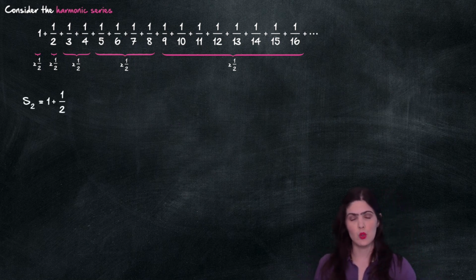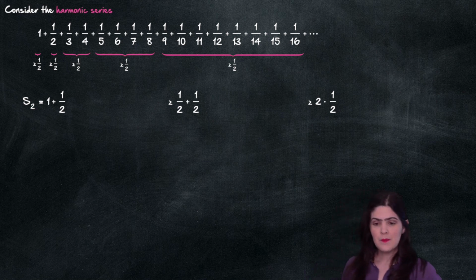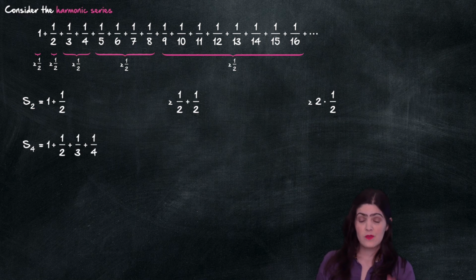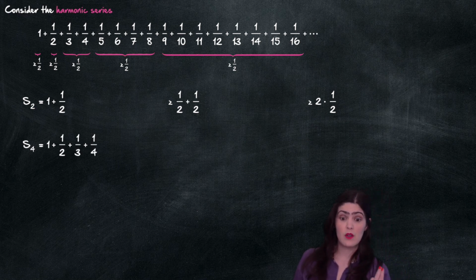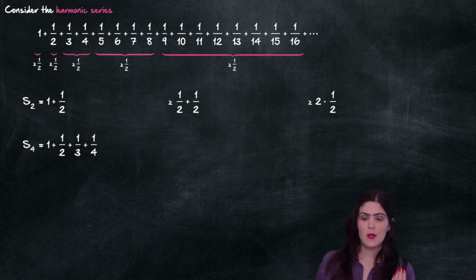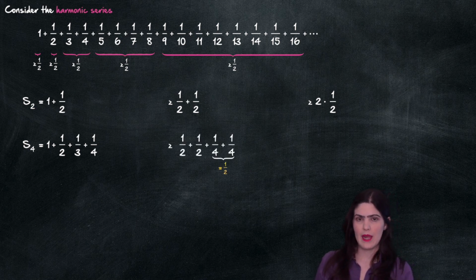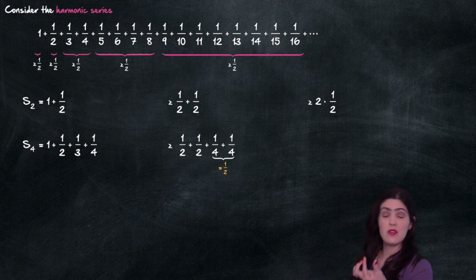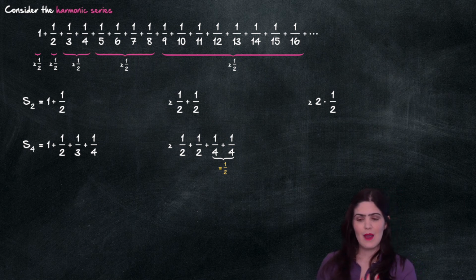For example, S2 is 1 plus 1/2, so this is bigger than or equal to 1/2 plus 1/2, which is 2 times 1/2. And now I'm not going to worry about S3. But from my picture, the next one I could look at is S4. S4 is 1 plus 1/2 plus 1 over 3 plus 1 over 4. The way I bounded it, this is bigger than 1/2 plus 1/2 plus 1 over 4 plus 1 over 4. But these two 1 over 4s combined give me 1 over 2. So then I have 3 times 1/2.